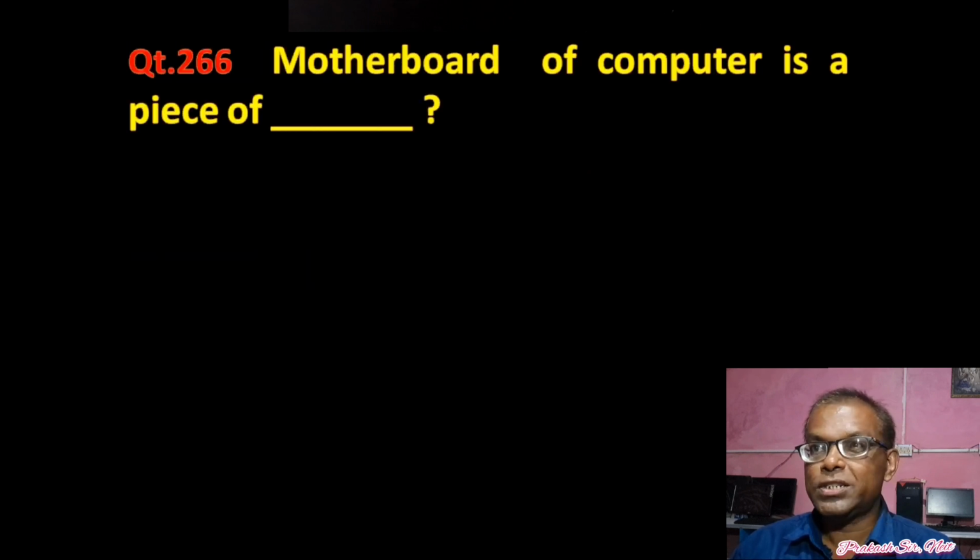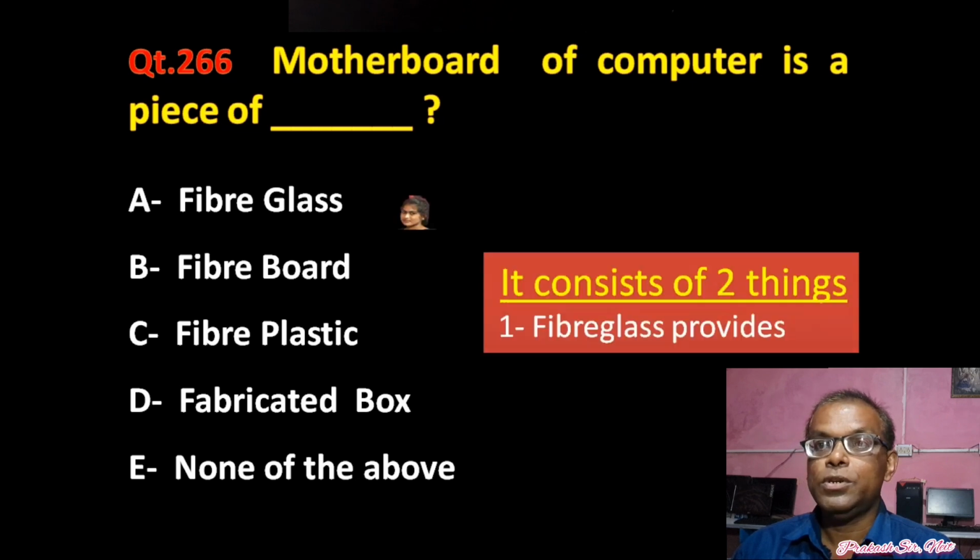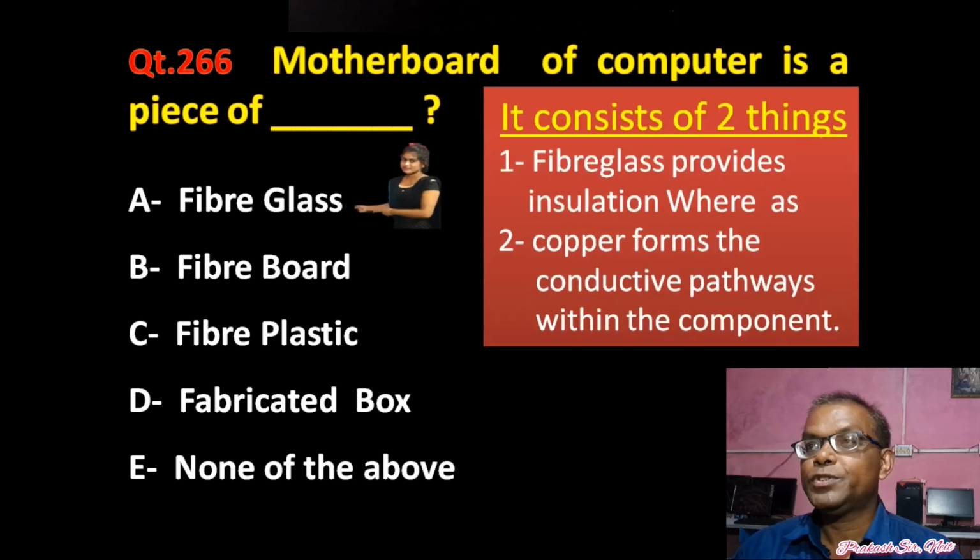Question number 266 is motherboard of a computer is a piece of a dash. The alternatives are fiber glass, fiber board, fiber plastic, fabricated box, none of the above. So the correct answer is fiber glass. So now you check this fiber glass or motherboard. It consists of two things. One is fiber glass, provides insulation, whereas copper forms the conductivity pathway within the component. So that is a fiber glass. But point number A is the correct answer.